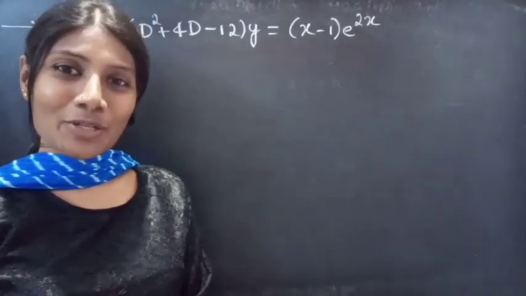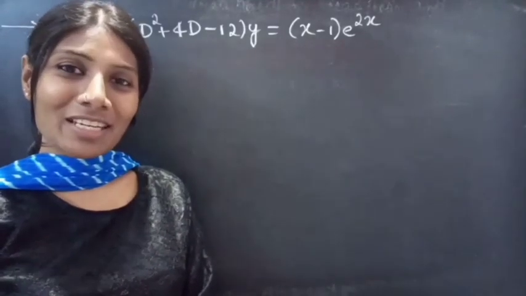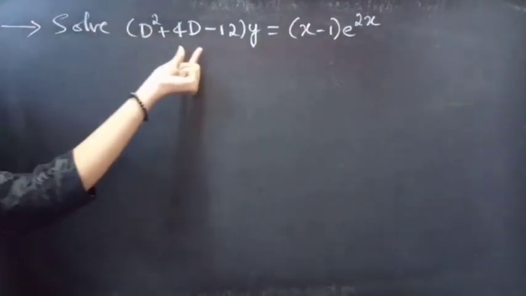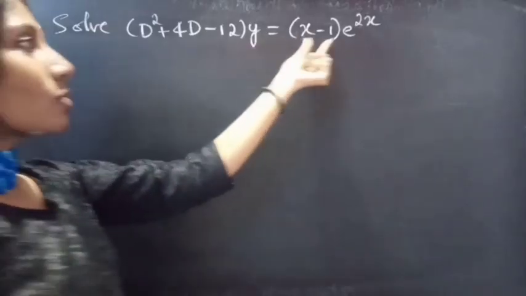In this video, we're going to solve a differential equation from higher order linear differential equation. So let's get going. Problem. Solve (D² + 4D − 12)y = (x − 1)e^(2x).